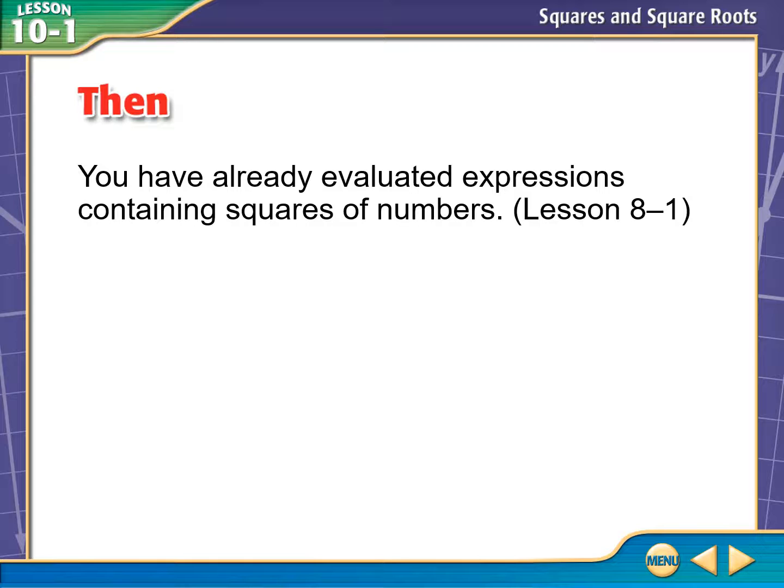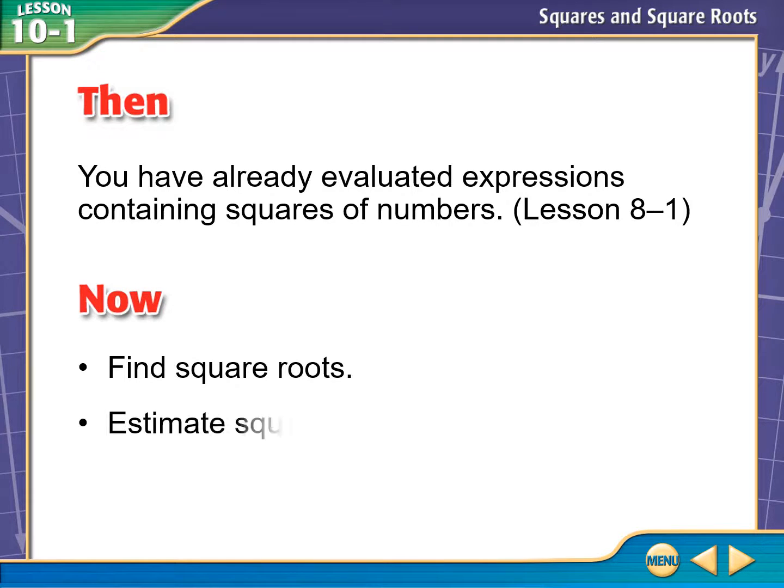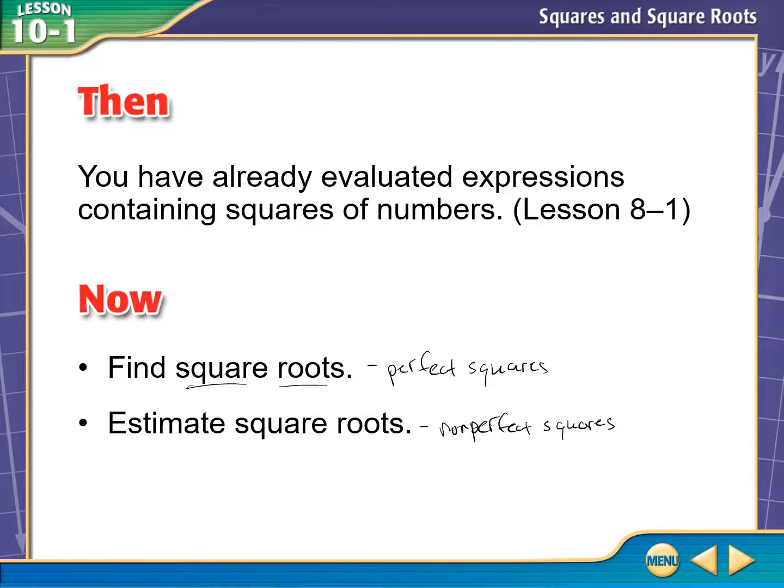All right, so that was just a quick review of how to work with exponents, some of the exponent rules that we've gone over. Today we're going to be finding the square roots of numbers. Mostly we're going to be looking at perfect squares, and then we're also going to estimate the square roots of non-perfect squares. So we're going to be finding the square roots when we have perfect squares, and we're going to be estimating the square roots of anything that is a non-perfect square.